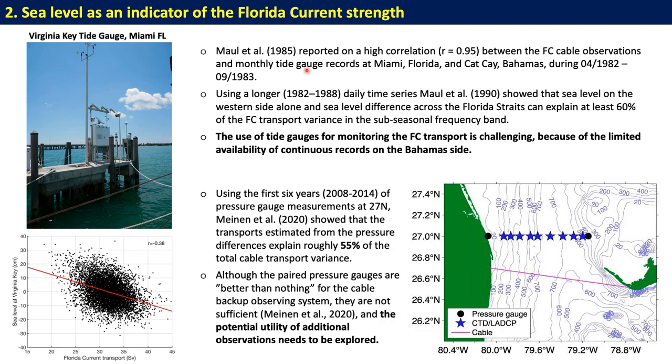As I have mentioned earlier, in an attempt to find a suitable backup observing system for the Florida current transport, NOAA AOML has maintained two pressure gauges deployed in shallow waters at 27 north since 2004. Using the first 6 years of the pressure gauge data, Chris Meinen and co-authors showed that the transports estimated from the pressure differences explain roughly 55% of the total cable transport variance. So their conclusion was that although the paired pressure gauges are better than nothing, they are not sufficient, and the potential utility of additional observations needs to be explored.